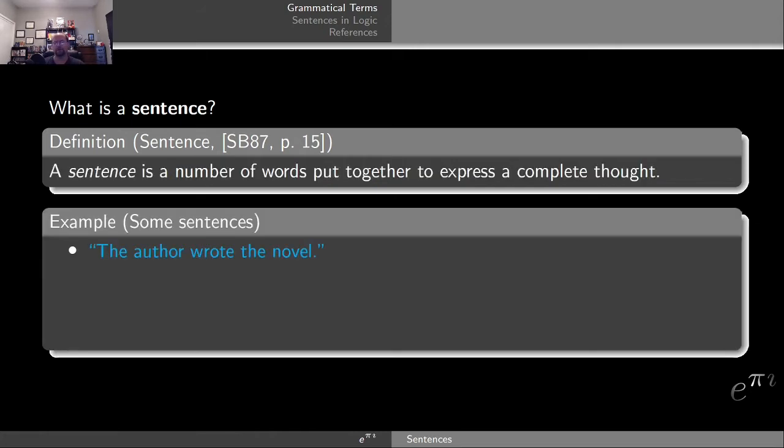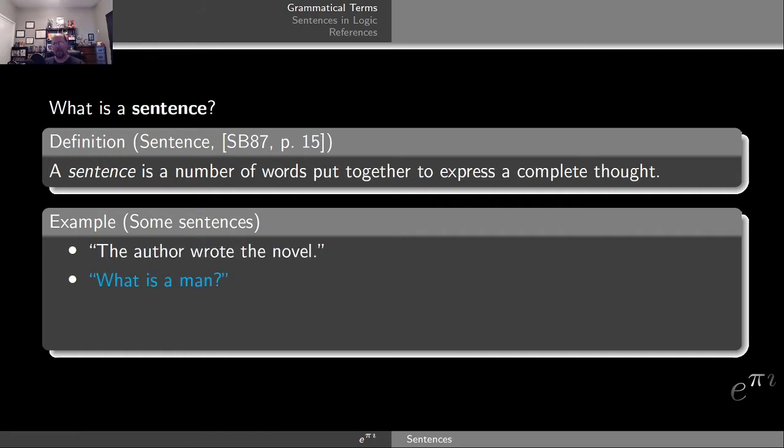So, in particular, the author wrote the novel. So this is expressing the thought that there's a particular person, an author, who wrote, essentially penned down and cobbled together this particular story as this particular book, this novel. So the author wrote the novel. There's a statement of fact here that there's an action that has taken place.